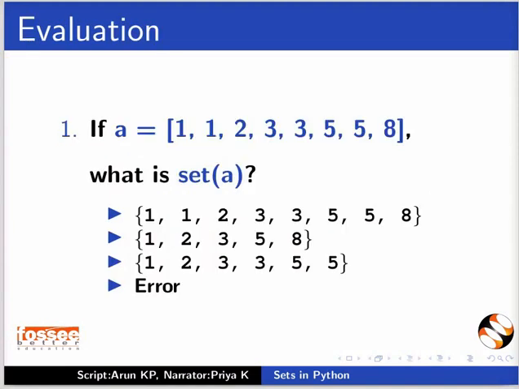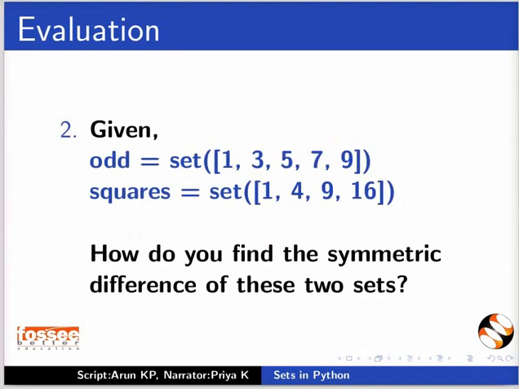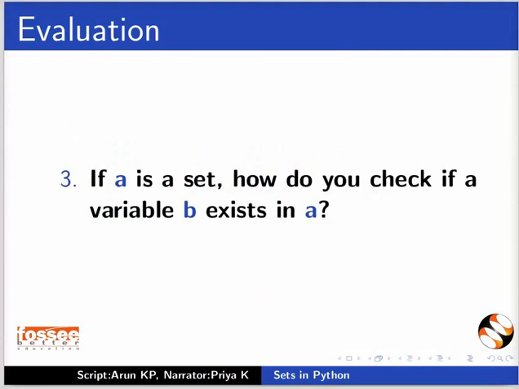Here are some self-assessment questions for you to solve. First, if A is assigned as follows, what is set of A? Second, given odd and squares as shown, how do you find the symmetric difference of these two sets? Third, if A is a set, how do you check if a variable B exists in A?